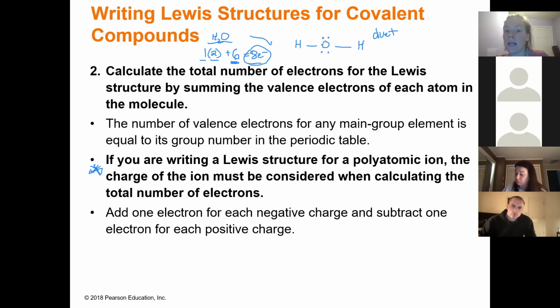Hydrogens have access to 2 electrons, so they're both happy. Oxygen has access to 2, 4, 6, and 8. So now oxygen is happy. So we were able to make the water molecule.